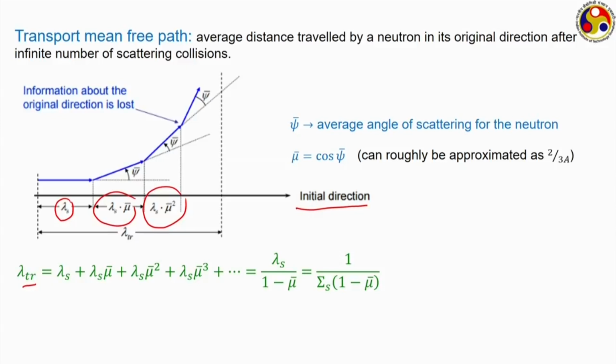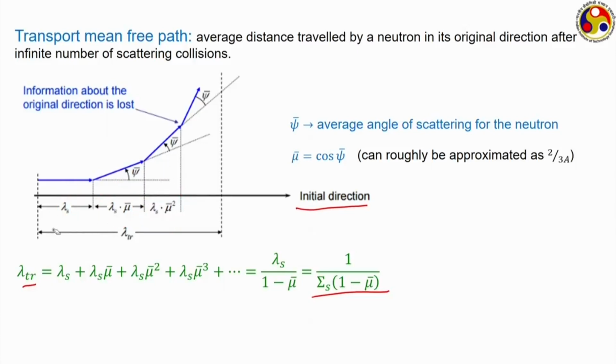sum up all these distances, that is lambda s for the first one, then lambda s into mu bar for the second one, lambda s into mu bar square for the third one, till infinity, and mu bar being a cosine function, it is always less than 1. So, this infinite series can be combined into lambda s into 1 upon 1 minus mu bar, lambda s being the reciprocal of sigma s, that is the macroscopic scattering cross section. We can write that the transport mean free path is equal to the reciprocal of the macroscopic scattering cross section into 1 minus mu bar.